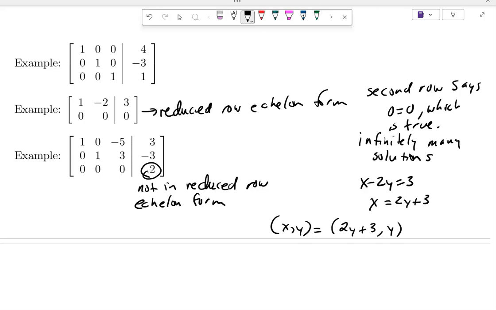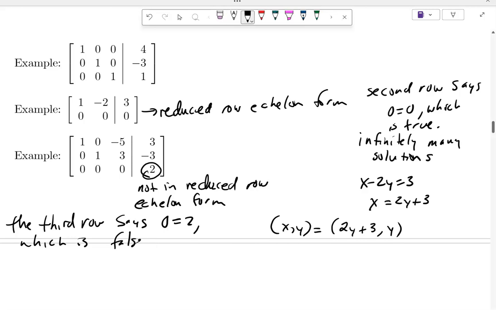What does the last row tell you? Does it have a solution? No, because it's a false statement. Yep. This one says that 0 equals 2, doesn't it? That's 0 on the left side, 2 on the right, so you get a false statement. So this last row, the third row, says 0 equals 2, which is false. That tells us that we have no solution in this case.